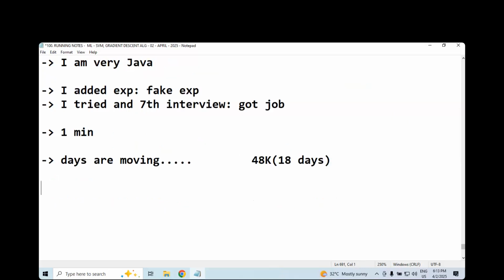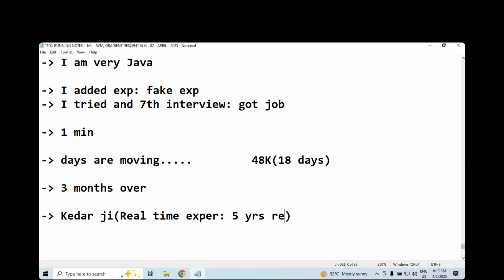What I wanted to tell, sir, is that almost 3 months went by. Then there is a person called Kedarji. I like him because while working, I used to get support from him. He's a real-time expert, with almost 5 years of real-time experience. Sorry, I feel a little emotional. 5 years.